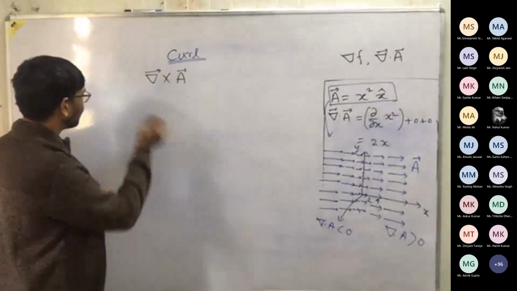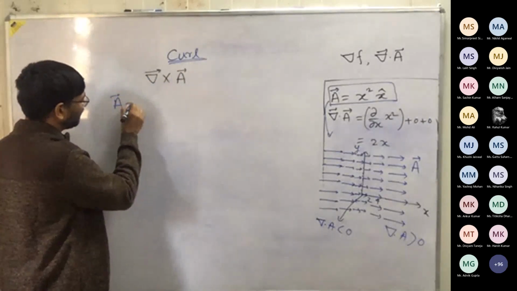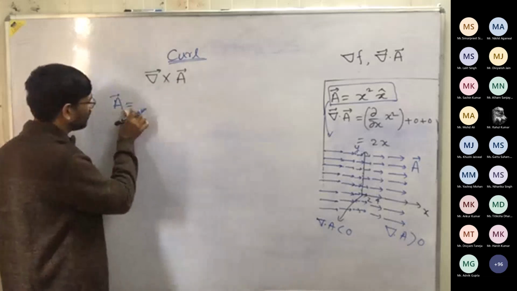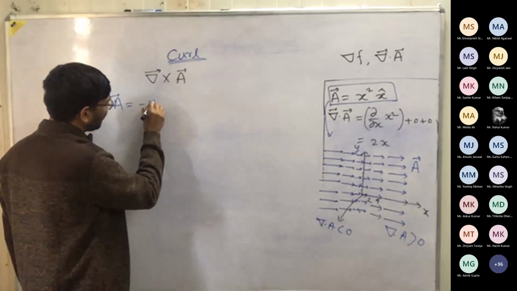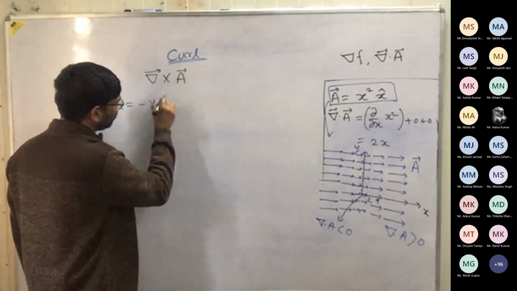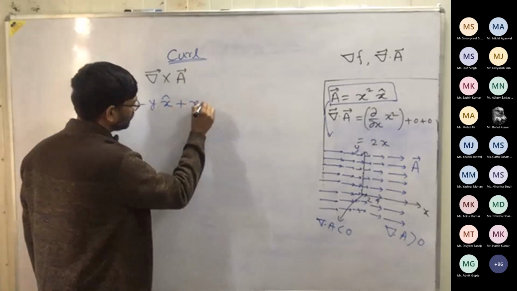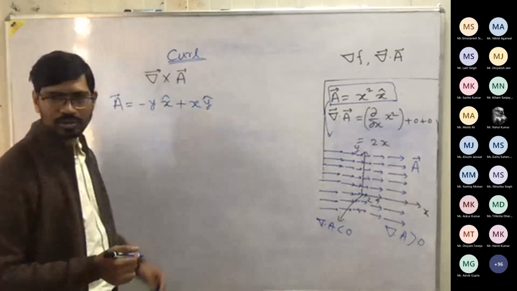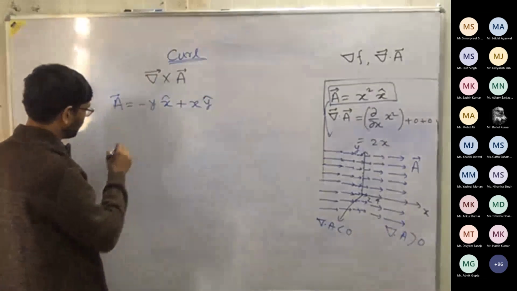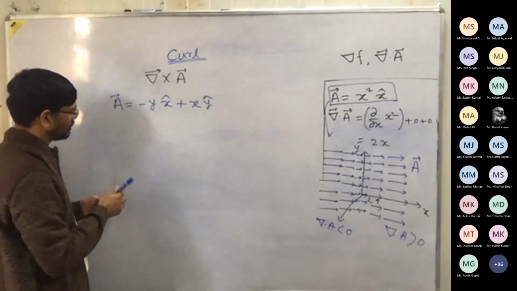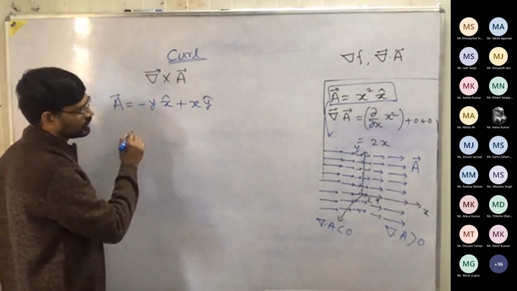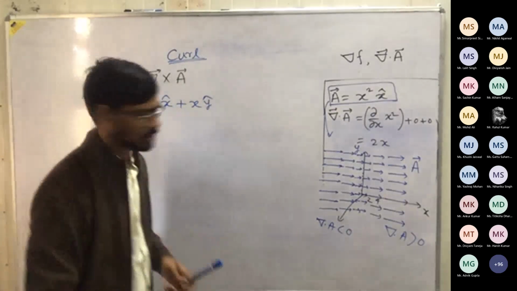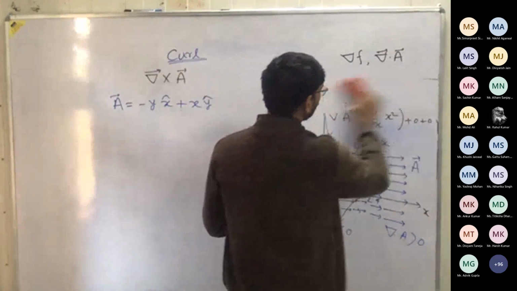So I'll take an example. Take a very simple vector. Let's take it in 2D. Let's take minus y x cap plus x y cap. A simple vector. Let's see its pictorial representation. I'll use this space.